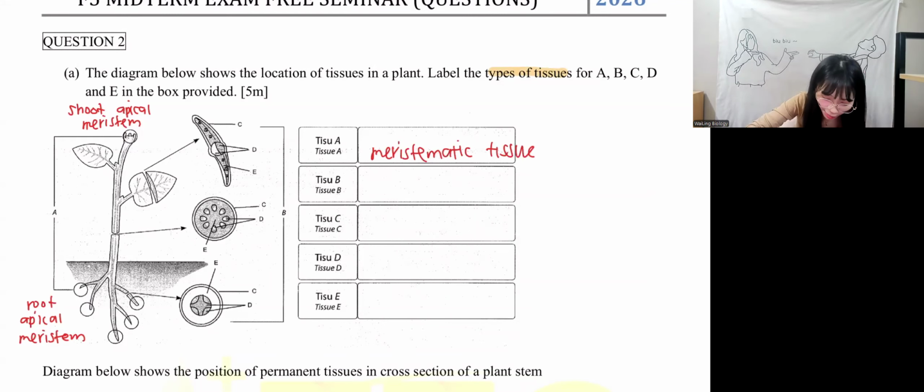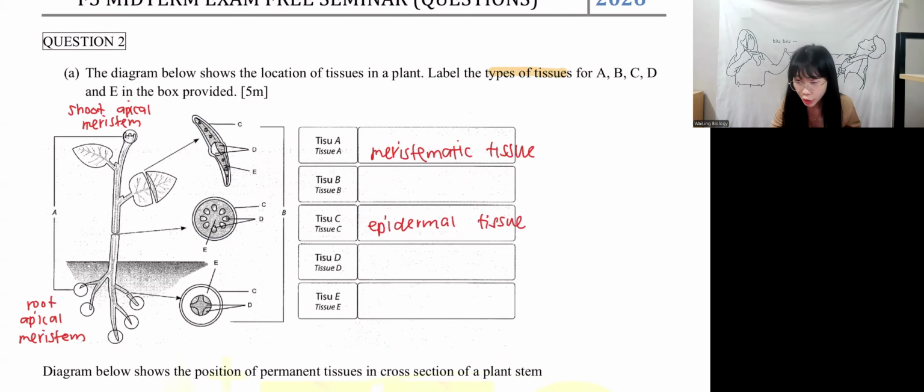Okay, and then we're going to look at the next part. The next part that we will label is the outermost layer here, which is C. C is the outermost layer. What do you call the outermost layer as a tissue, guys? I don't want the labeling, but I want it to end with tissue, correct? It's called epidermal tissue. Very good. So now you know when to use epidermis and when to use epidermal. When the question wants you to write tissue, you write epidermal tissue. When it asks you to name the structure, you can write epidermis.